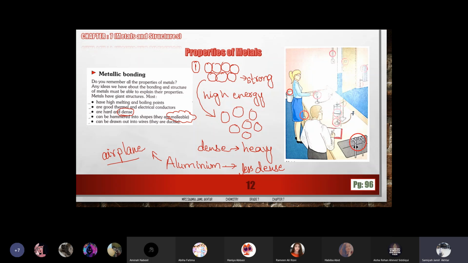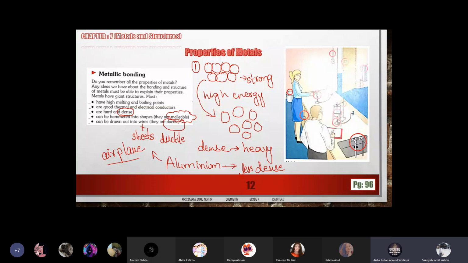Then the last property is they are ductile. Malleable and ductile. Ductile means they can be turned into sheets and wires. They can be drawn out into wires, okay? Wires plus sheets means we can make metal sheets and metal wires also. This property is known as ductile. And you should know the definition of malleable and ductile.